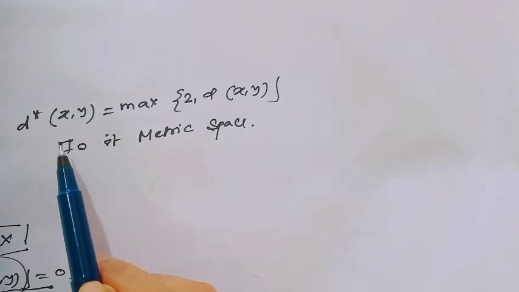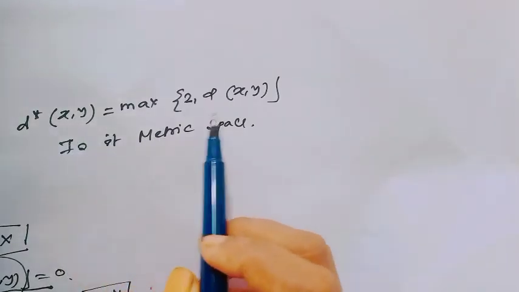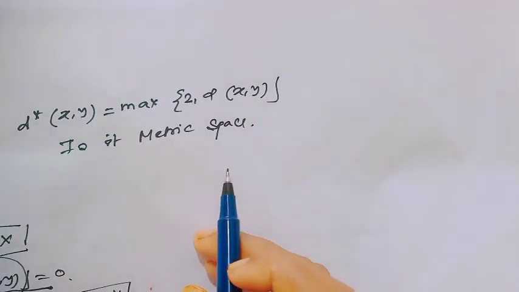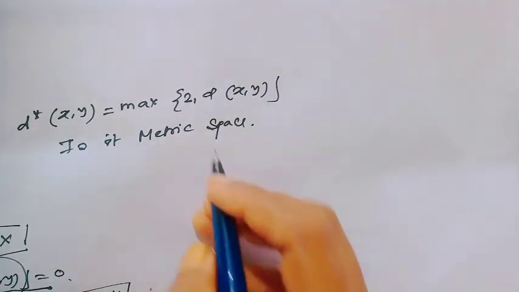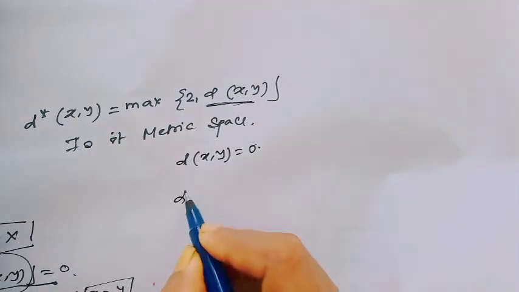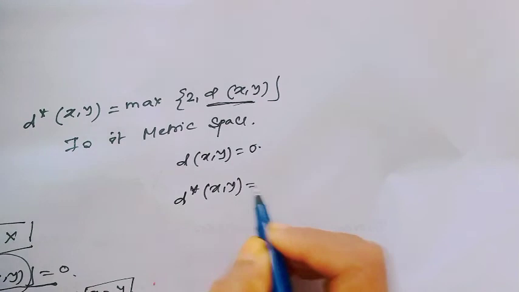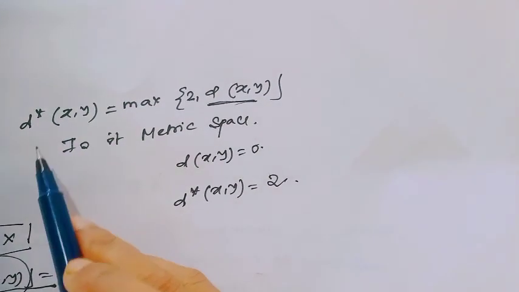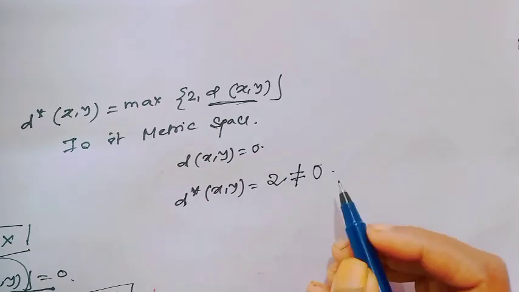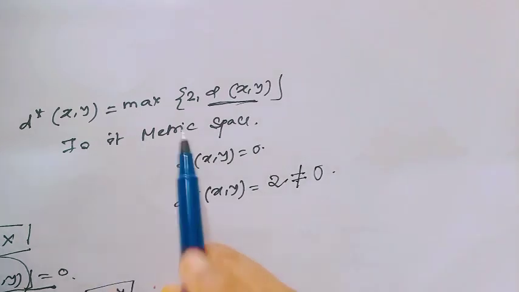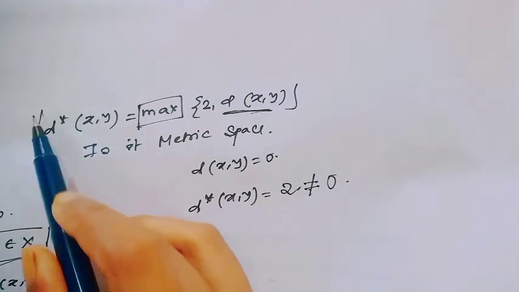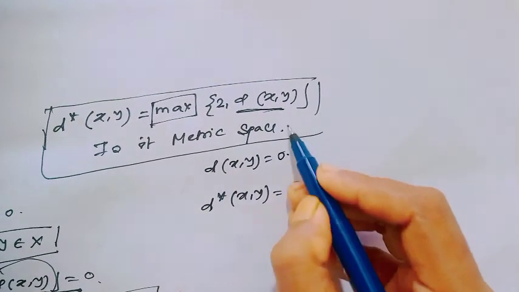Well, if we define D star as the maximum of 2, D of xy, then is it a metric space? Just think at first. If we consider D of xy equal to 0, then the maximum, D star xy, means obviously 2. That means D star xy cannot be equal to 0. So we cannot take the maximum value here. Are you getting why this type of D star is not a metric space?